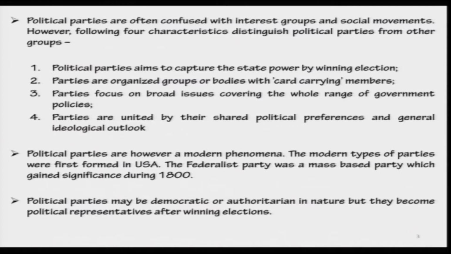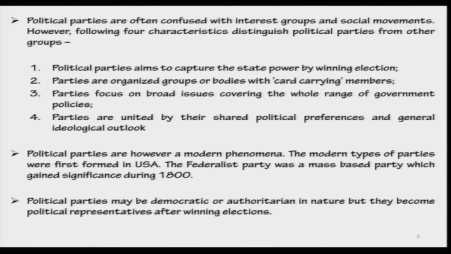That is, one often makes a kind of connection between interest groups and social movements with the political parties, as all of them try to articulate the demands and issues of the people and mobilize the masses for their support, and then try to influence the policy decisions. So, interest groups and social movements also influence the policies of the government in their own ways. So, all these groups do articulate the demands and the aspirations of the people. However, social movements and the interest groups are different from the political parties, and these are the 4 characteristics that distinguish political parties from other groups.